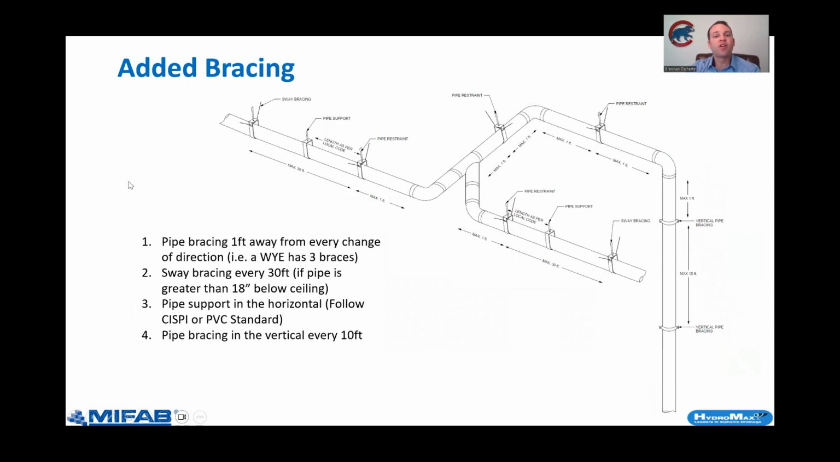And then 3, there are additional bracing requirements. They're very easy to satisfy. 3 and 4, we're doing for gravity already anyway. Just support it in the horizontal, brace it in the vertical. 1 and 2 are new. 1 is we need to make sure the pipe is braced at every change of direction. So Ys, we have 3 points of brace. 90s, we have 2. And then sway bracing every 30 feet in the horizontal.